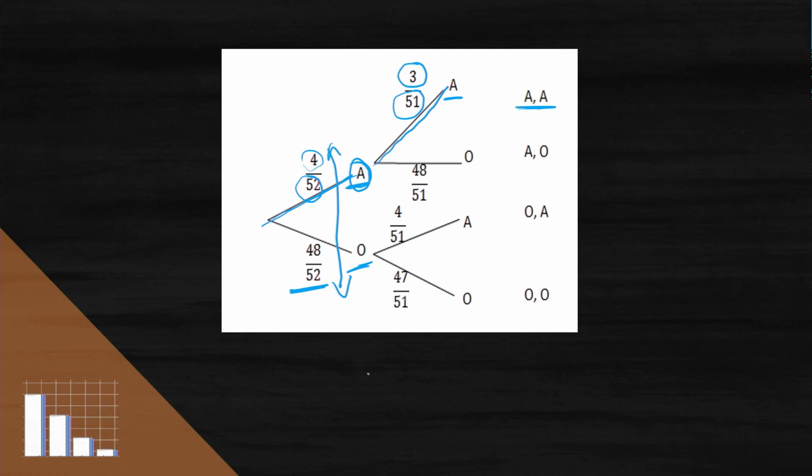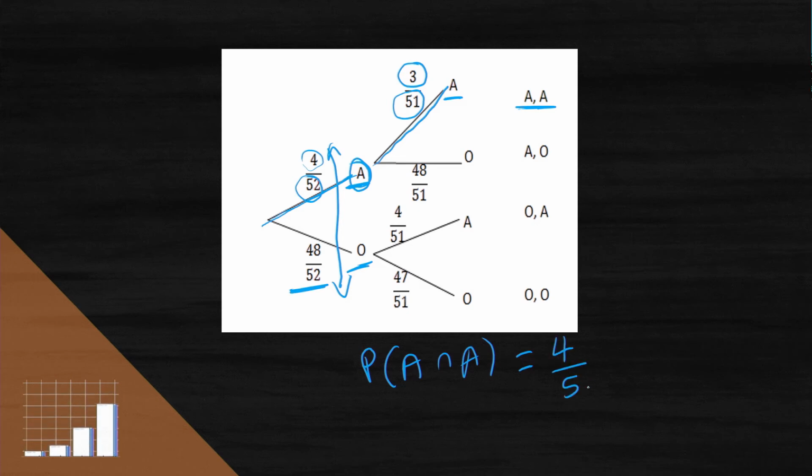So if I wanted to find the probability of getting an ace and then getting another ace, it's going to be equal to 4 out of 52 times 3 over 51. And that will tell me the probability of getting 2 aces on 2 draws of cards.